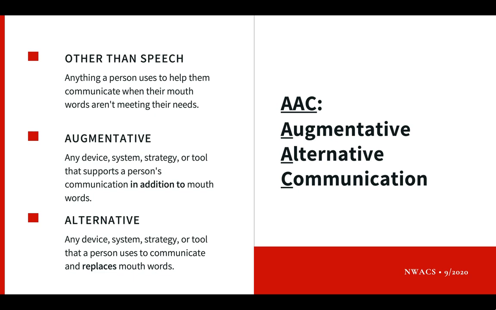An alternative communication system is any device, system, strategy, or tool that a person uses to communicate instead of using mouth words. It is an alternative or different way of communicating. A person who is unable to speak, has minimal mouth words, or whose mouth words are generally not understood by others would likely benefit from an alternative communication system.